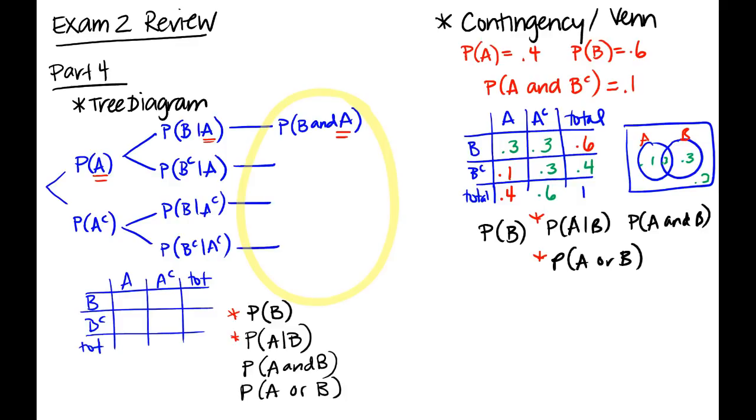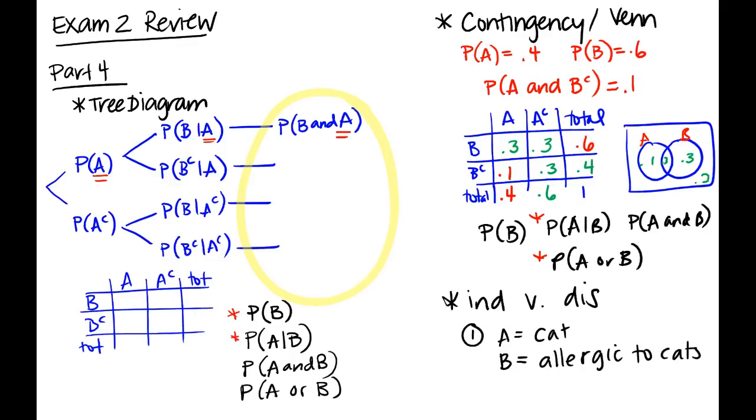Tree diagrams, contingency tables, Venn diagrams. We also have independent versus disjoint. There are 2-ish or 3-ish ways I like to test this, so I'll just run through them. Number 1, A is somebody owns a cat. B is a person, I don't know, is allergic to cats. These are 2 events. And then I ask you, are these events independent? Are they disjoint? And then I have you give some reasoning or just choose your answer choice.